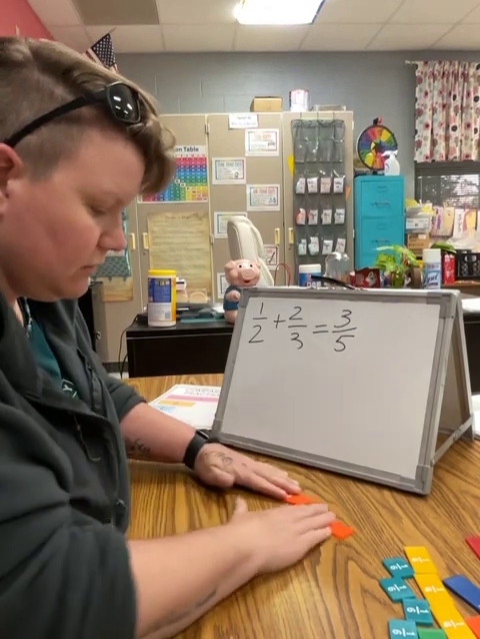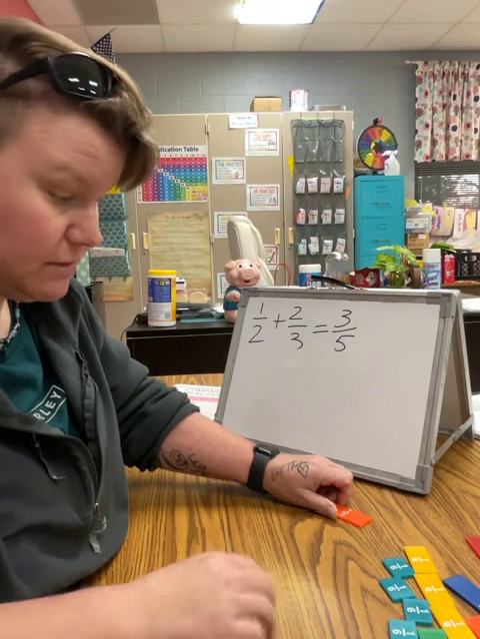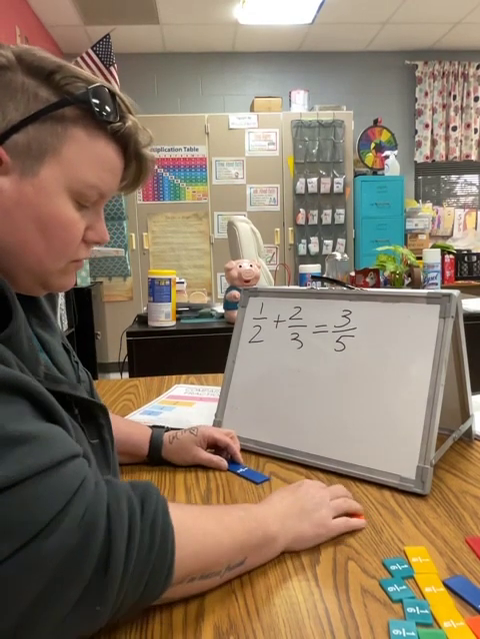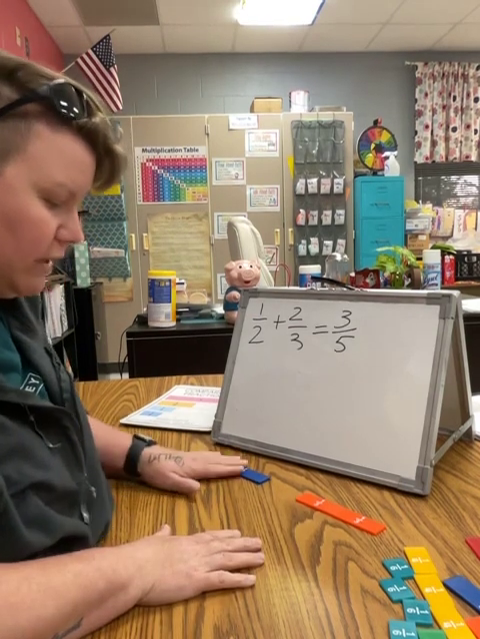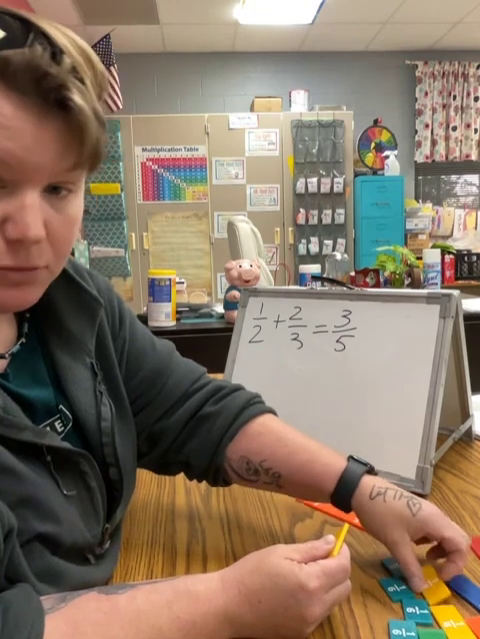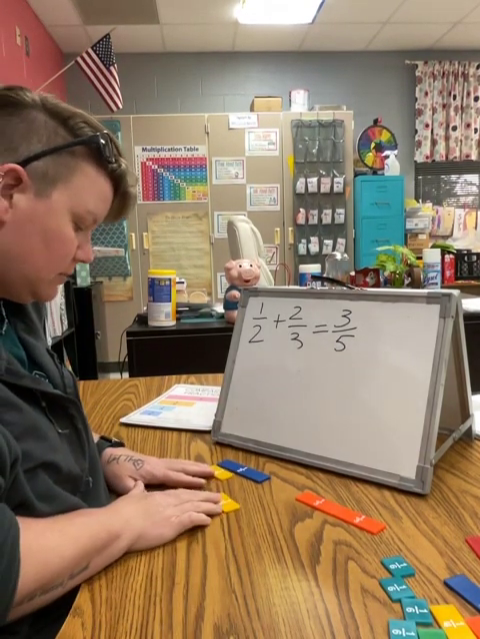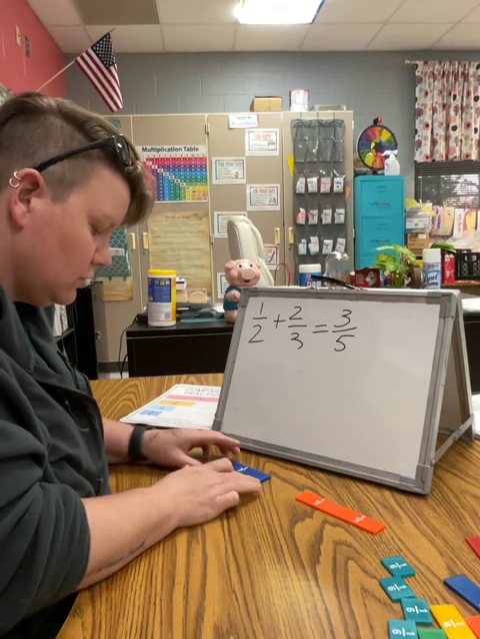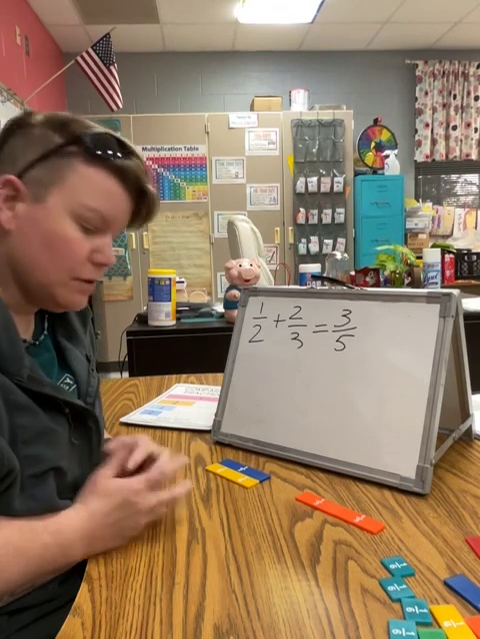So to begin solving this misconception, I'm going to break my pieces apart, my 1/2 and my 2/3, and I'm going to start with fourths, and I'm going to try to build each of those two fractions separately. So I can use 2 1/4 tiles, and that equals 1/2.